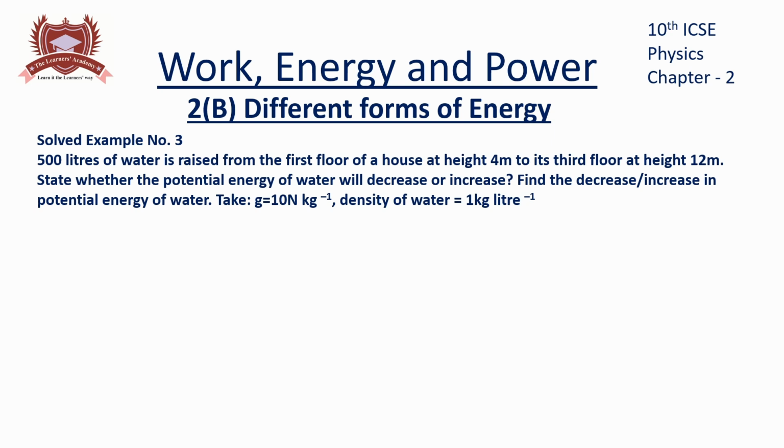Now, what do we have to look at here? What is happening with the water? The water is raised, meaning the height is increasing. We are going from 4 meters to 12 meters. Now, we know that if we take a body from a lower height to a higher height, obviously there would be an increase in the potential energy because it is mgh. So there is an increase in the potential energy of the water.